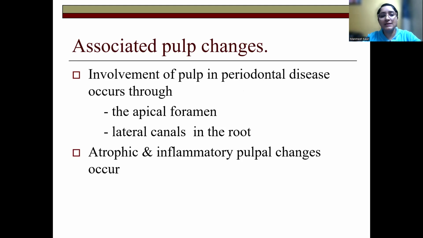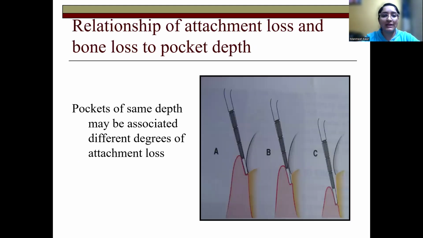What are the associated pulp changes? So involvement of pulp in periodontal disease occurs through the apical foramen or lateral canals, or atrophic and inflammatory pulpal changes occur, because retrograde pulpitis happens because of periodontitis. Okay. Now, relationship of attachment loss and bone loss to the pocket depth.